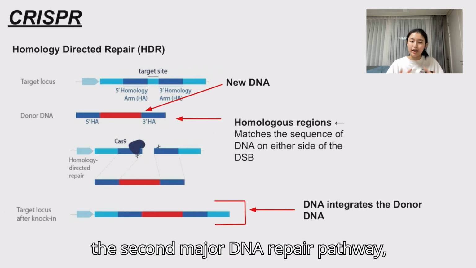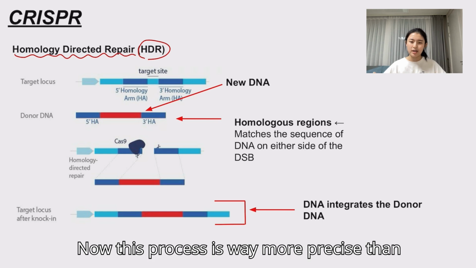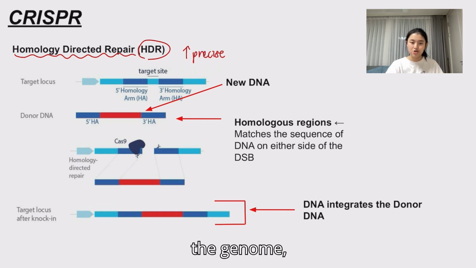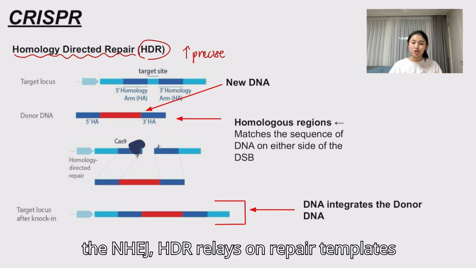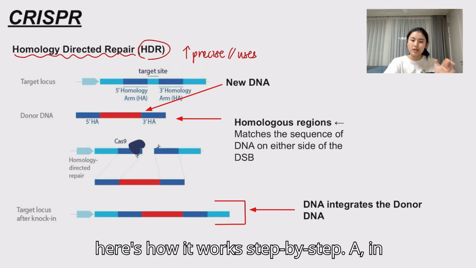Now let's move on to the second major DNA repair pathway, homology-directed repair, or HDR. Now this process is way more precise than the NHEJ and is widely used when scientists want to make specific edits to the genome. Unlike the NHEJ, HDR relies on repair templates in order to guide the repair process, and here's how it works step by step.